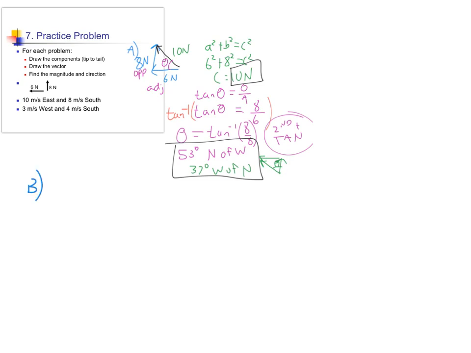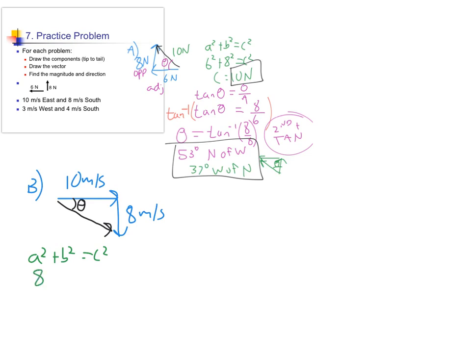Moving on to B, we have 10 meters per second east, and then 8 meters per second south, so that's how those vectors would line up. Of course, as always, you can go south first and then east, it doesn't matter, but that gives us our overall angle there, or our overall magnitude, and then our angle. So we're going to go ahead first and Pythagorize this to get the magnitude of this vector. So a squared plus b squared equals c squared.